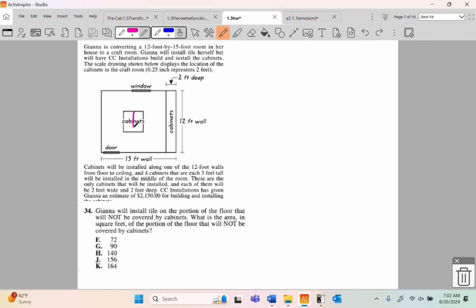So there's 4 cabinets here, and they're 2 feet wide and 2 feet deep. So this little square in the middle that's not going to be tiled, and that's the big thing, has an area of 4 times 4, or 16 square foot. All right, let's go along this stuff over here. We're going to have cabinets along this wall, and it's 2 by 12, so the area of this rectangle is 2 times 12, which is 24 square feet. And again, that is not tiled.